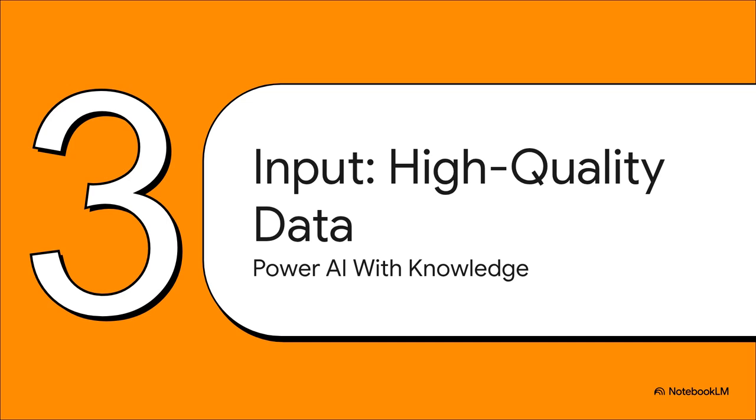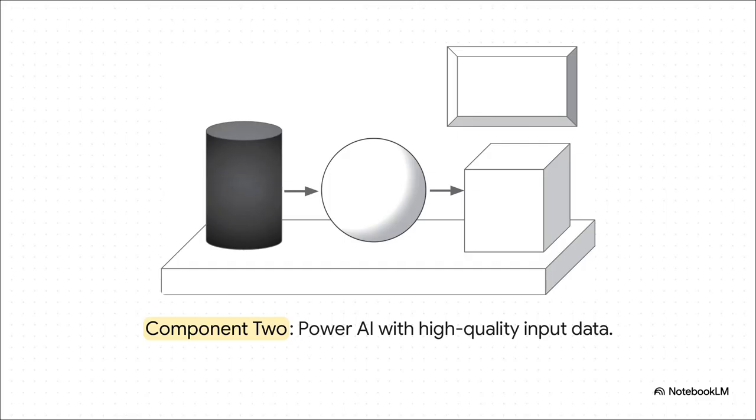That brings us to Section 3, input, high-quality data. Okay, so if we know the output we want, we obviously have to feed the system the right input, right? That's the X in our equation. But here's the absolutely critical shift in mindset. Data isn't just about cleaning up database tables anymore. It's a continuous knowledge transformation cycle.